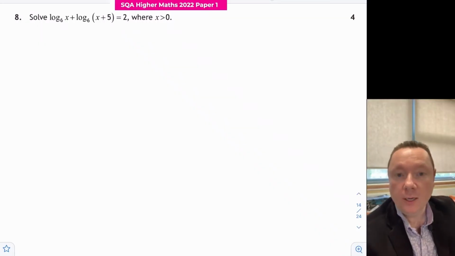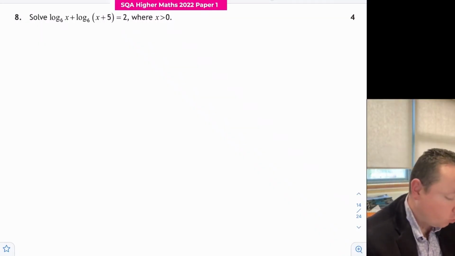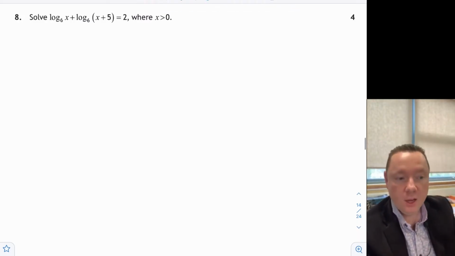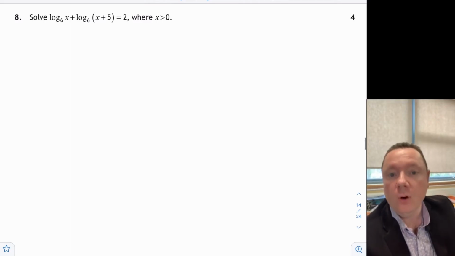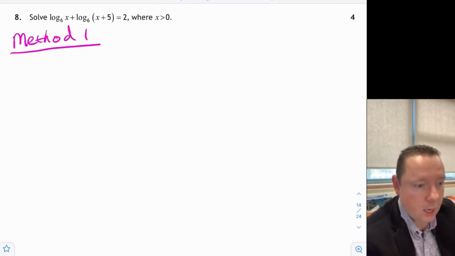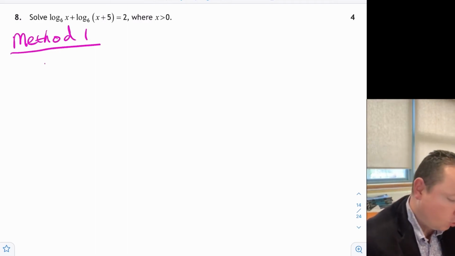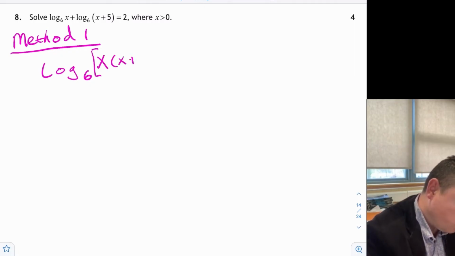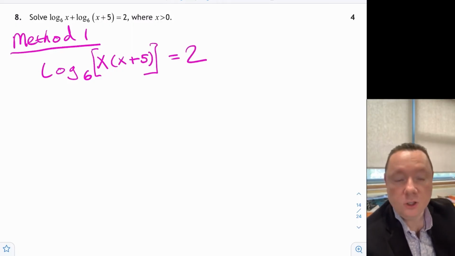SQA Higher Maths 2022, paper 1, question 8. Solve log base 6 x plus log base 6 x plus 5 equals 2, where x is greater than 0. There's a couple of different methods you could have used here, so I'll go through the alternatives for you. Let's call this one method 1. And the first method is to combine the two logs. The plus is one single log. So we could write that as log base 6 of x times x plus 5 equals 2. And there's your first mark there.